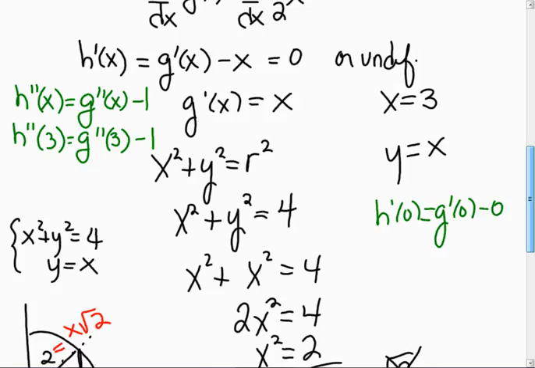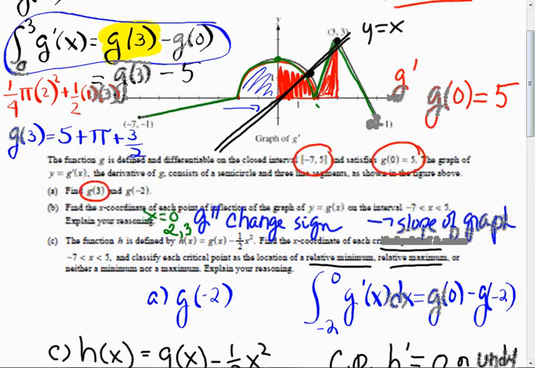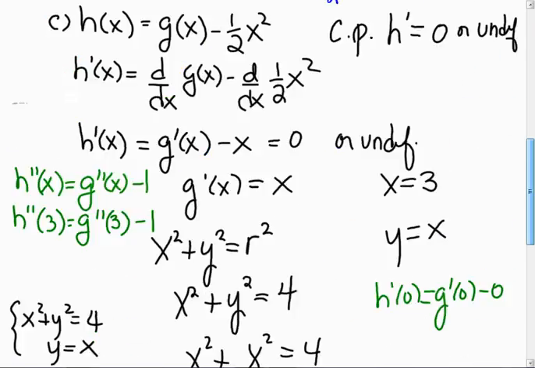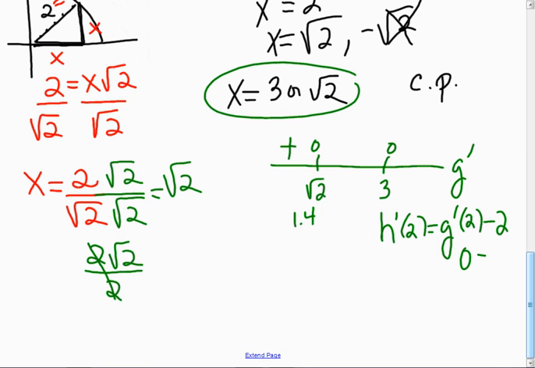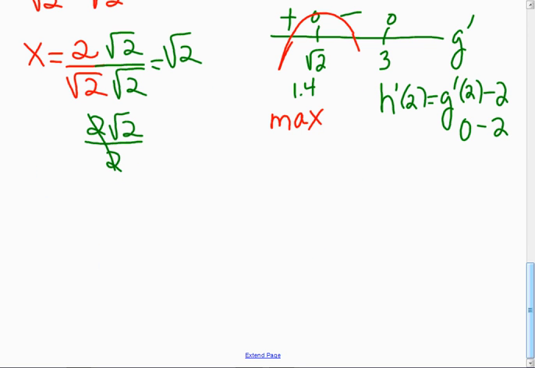So what's G prime of 2? That's 0. Well, this isn't that hard. It's 0 minus 2, so that's negative. Okay? So is this a max or min? Well, my function's going to increase. Now, I don't need the second derivative to get the concavity because this is 0. This is increasing, decreasing, so I know it looks like that. So this is a max or min? Max. Because H prime goes from positive to negative.